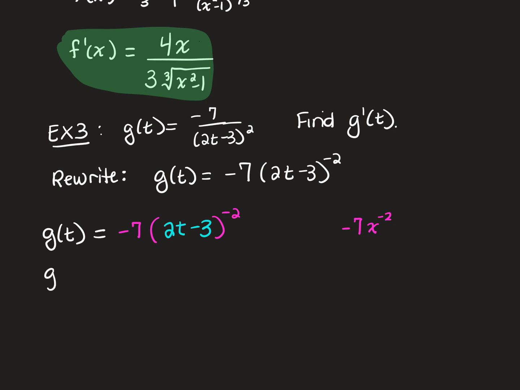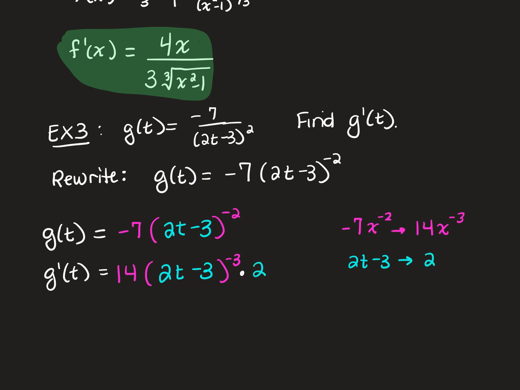So if I'm going to differentiate, I need to first find the derivative of the outer function. And thinking of it as -7 times x to the -2 power, we know that that would be 14 times x to the -3 power. So I can write that here: 14 times whatever's on the inside raised to the -3 power. So that thing on the inside doesn't change. Then I'll multiply by the derivative of my inner function. So my inner function is 2t minus 3, and I know the derivative for that is just 2. So I will multiply by 2.